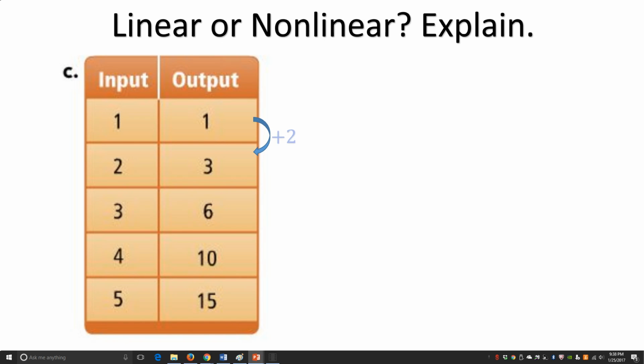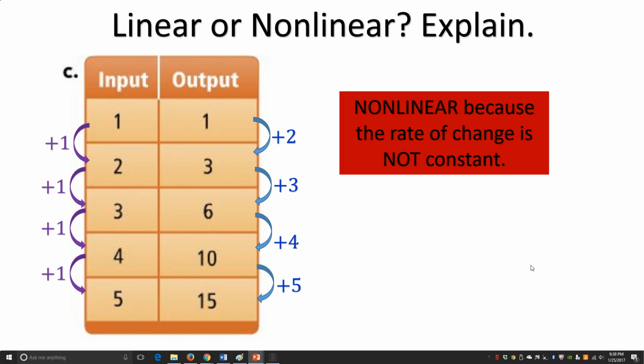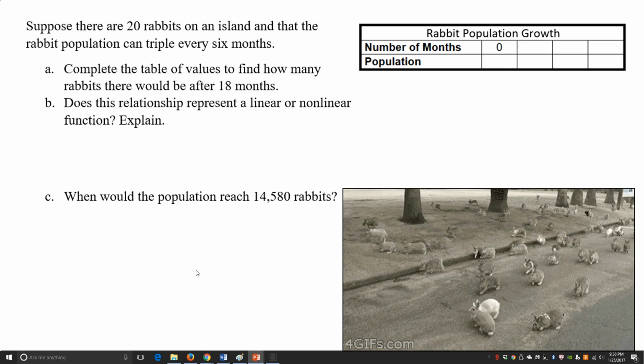We have +2, +3, +4, +5, and all of these are +1. So once again, not a constant rate of change, so it will not be a straight line, and it is non-linear. Okay, we're back to your notes page.